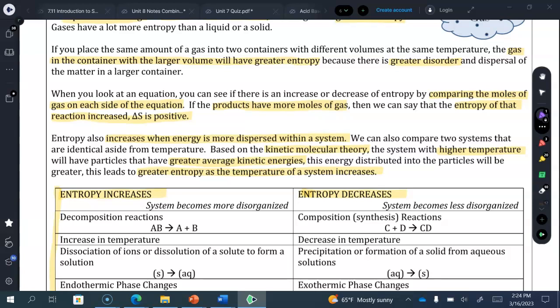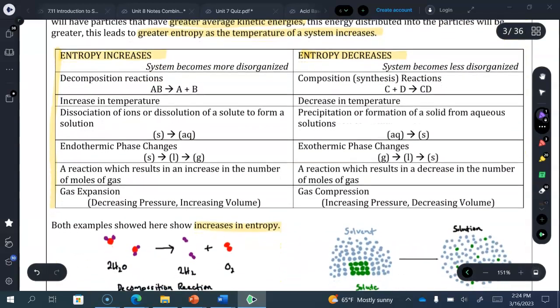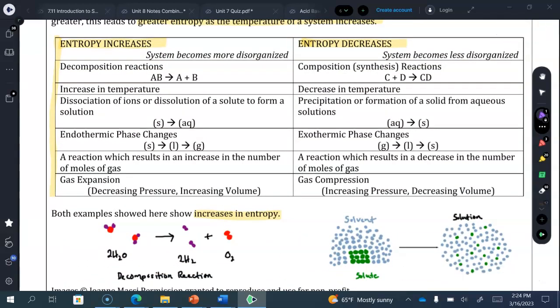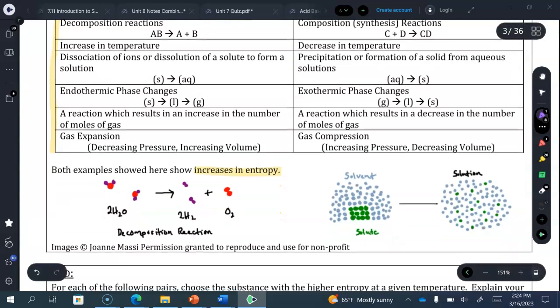Based on kinetic molecular theory, the system with higher temperature will have particles that have greater average kinetic energy. This energy distributed into the particles will be greater, and this leads to greater entropy as the temperature of the system increases. So here we have a summary table depicting when entropy increases and entropy decreases, so becoming more and less disorganized. And this just summarizes what was in the notes prior.